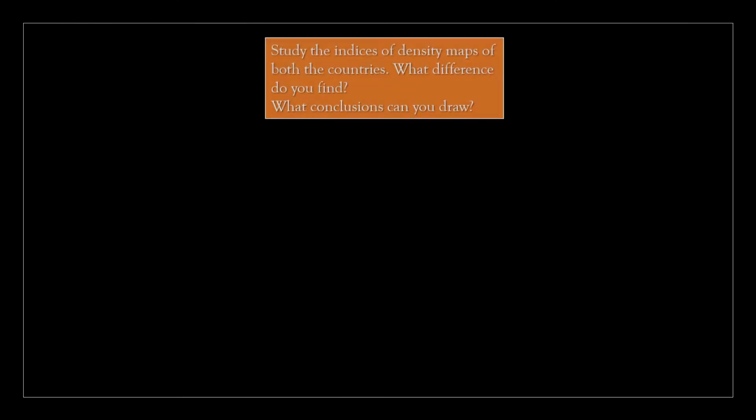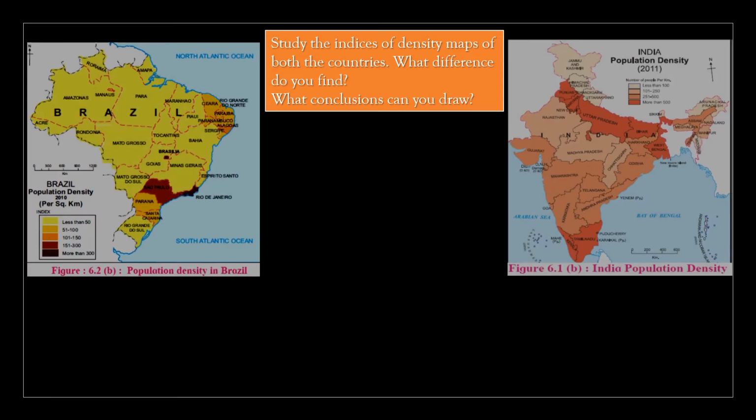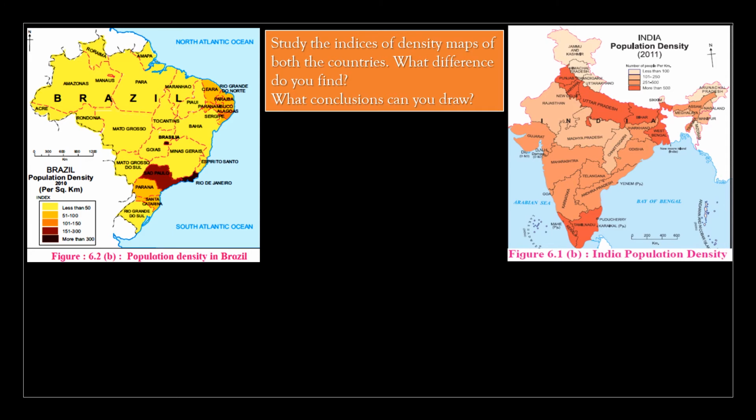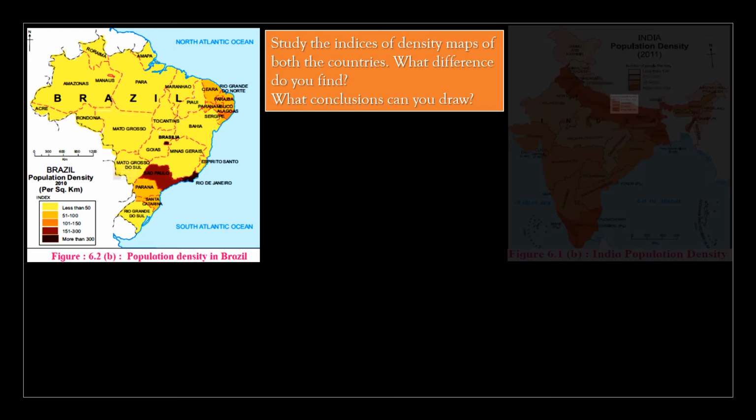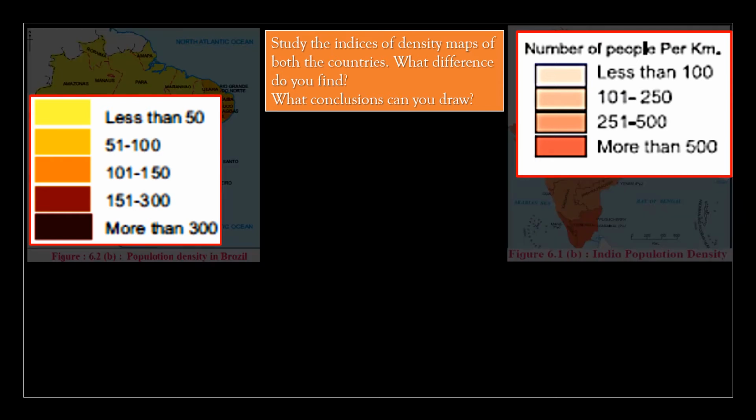On to the question that they have asked on page number 44, which says study the indices of density maps of both the countries. Now they have given us density maps of both the countries on page number 38 and 39, and they have asked us to study the indices. After studying the indices, they want us to tell the difference between both the indices and what conclusions we can draw further.